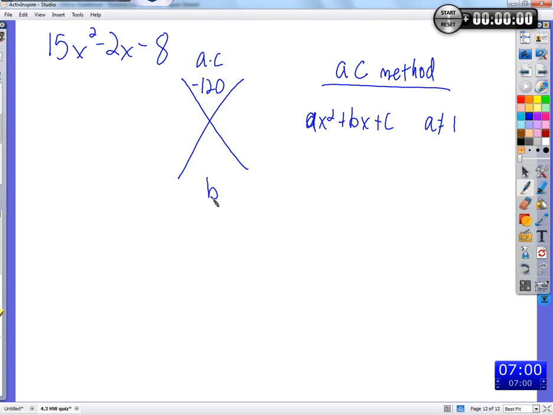Down here we're going to put b. What's b? Negative 8. No. Negative 2. So we've got this big number that has all the factors of 15 and negative 8 in it. And why we wrote negative 2 down here is we're going to write two numbers that add to negative 2 and multiply to negative 120.